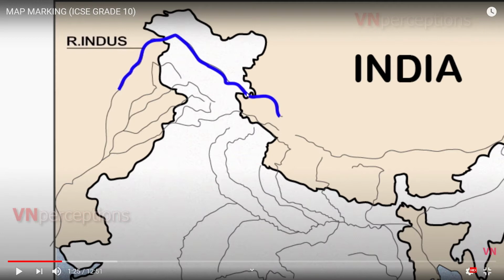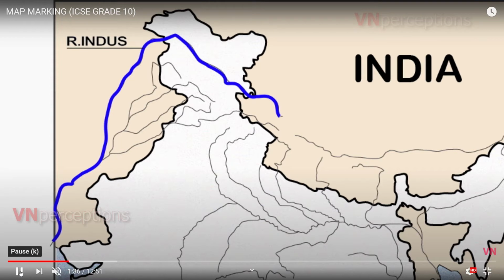From here you have to take river Indus directly to the head of Jammu Kashmir, make it bend towards Pakistan, then take it narrow towards India again, and then make it fall into the Arabian Sea. This is the course of river Indus, and this is how you have to mark it. Now, river Indus has five tributaries. So, how to remember the five tributaries of river Indus?